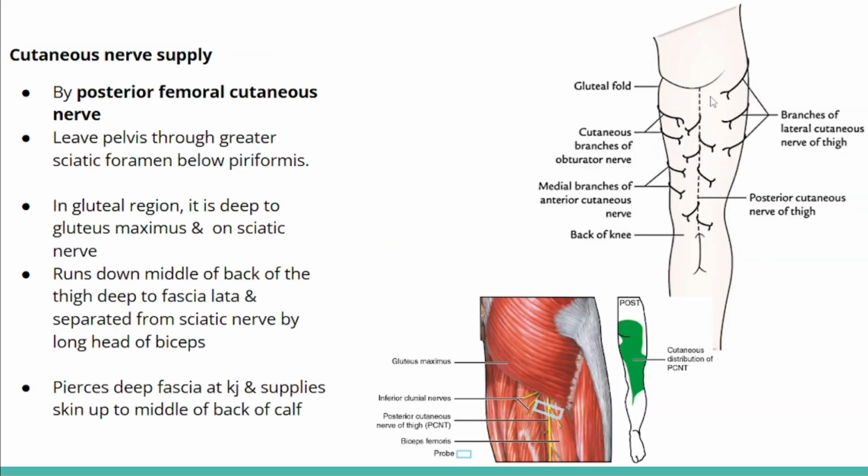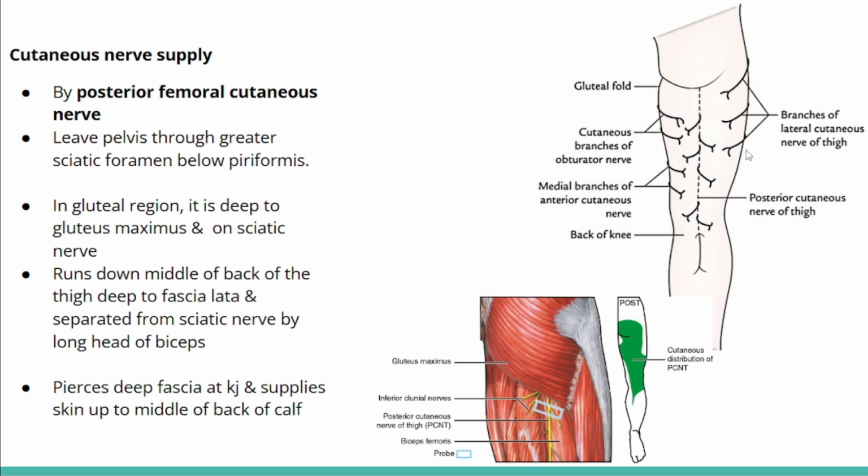Cutaneous nerves supply mainly from the posterior cutaneous nerve of the thigh. This nerve leaves the pelvis through the greater sciatic foramen below the piriformis, and in the gluteal region it is located deep to gluteus maximus and on the sciatic nerve. When the nerve runs down, it is located deep to the fascia lata, and it is separated from the sciatic nerve by the long head of biceps. Then it pierces the fascia lata at the back of the knee joint and supplies the skin up to the middle of the back of the calf.